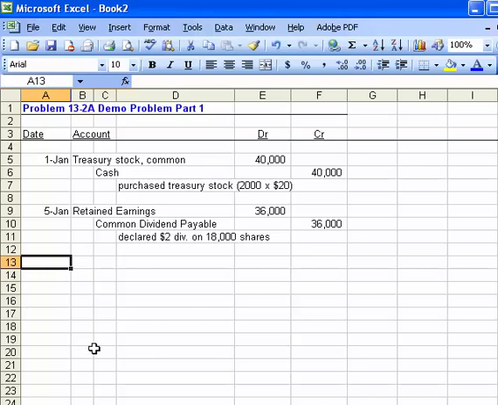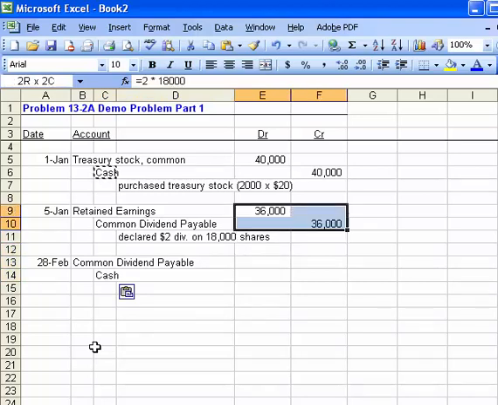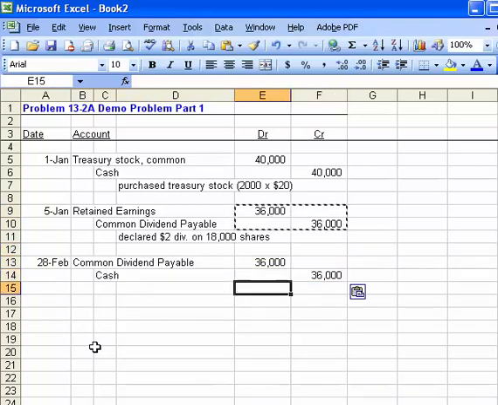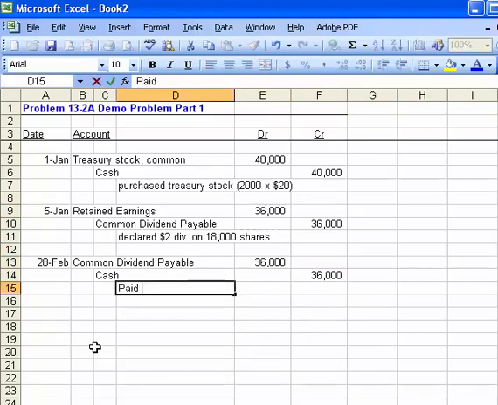Okay, now it's February 28th. And on February 28th, we pay the dividend declared on January 5th. So here, all we're going to do, I'm going to copy rather than type it. Copy. And the amount of the dividend is that 36,000. You see, I'm just doing a lot of copying and pasting. I'm not a fan of doing a lot of typing when you don't have to. And that records the cash dividend payment on February 28th.